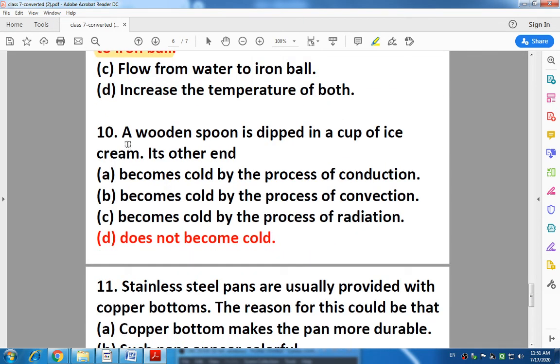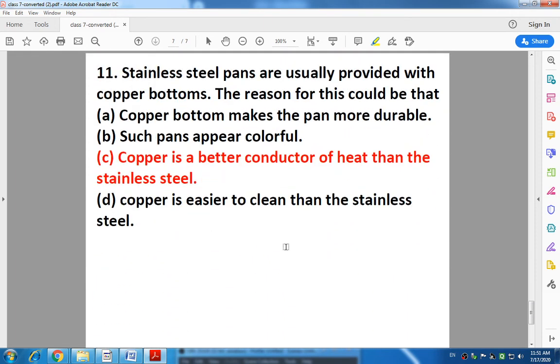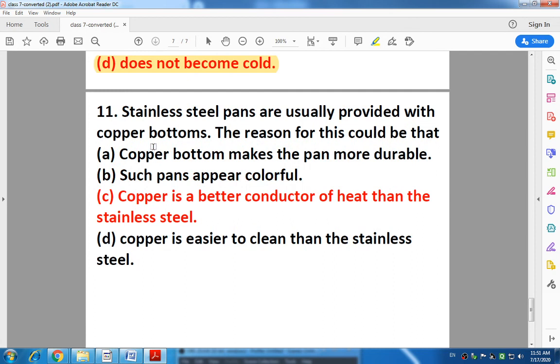A wooden spoon is dipped in a cup of ice cream, its other end. Now ice cream is cold. Now I have kept here wooden. As we know, wood is an insulator, means it cannot pass heat. So the answer is it does not become cold. Understood? Yes. And the last one of your exercise is, stainless steel pans are usually provided with copper bottoms.